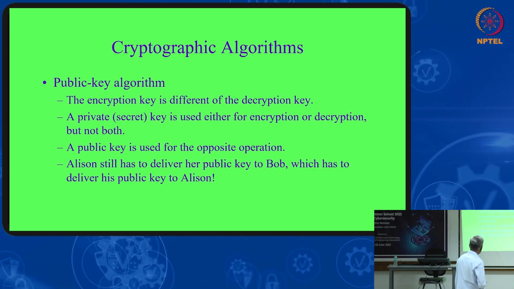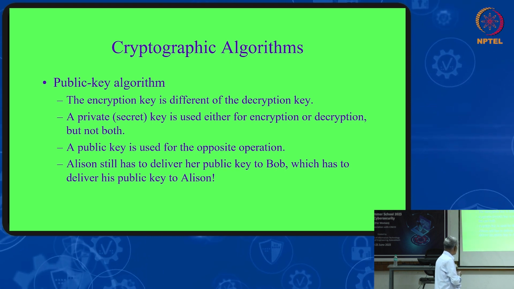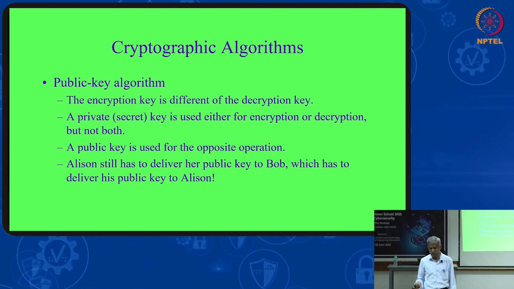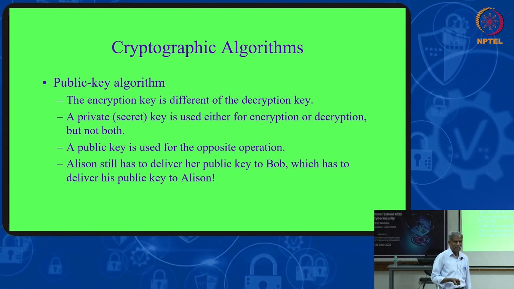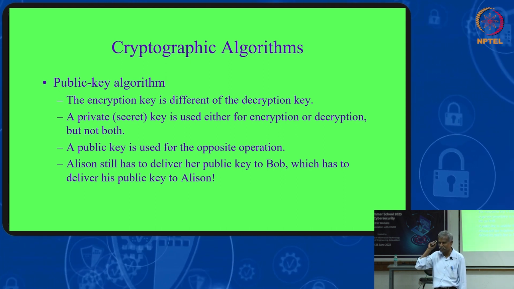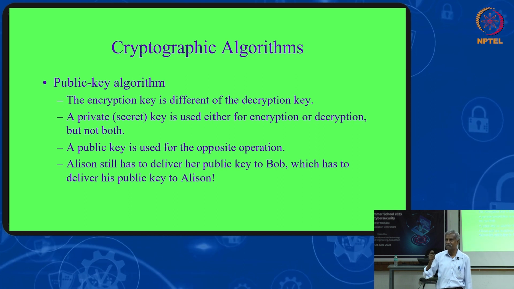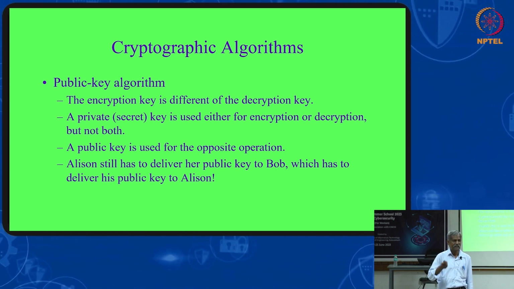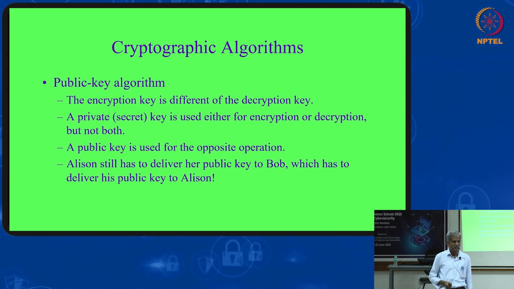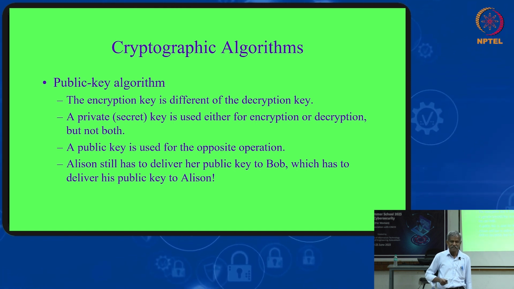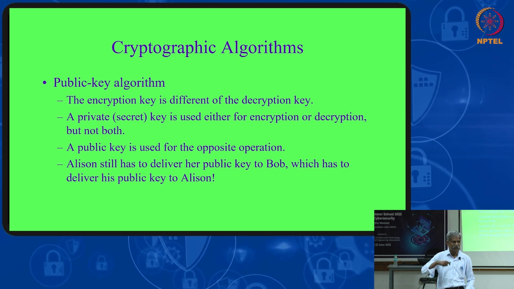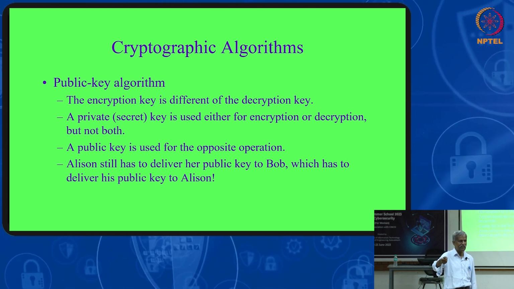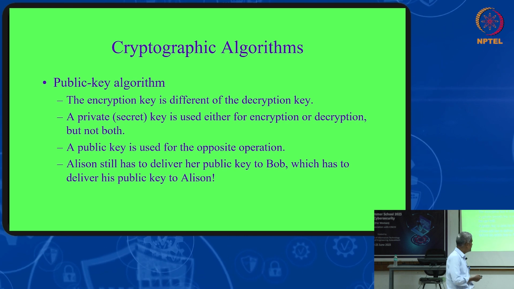So in the public key, the encryption key is different from the decryption key. The sender will be using a different key and the receiver will be using a different key. In symmetric key, both the sender and receiver are using the same key. In the public key, the sender is using one key, suppose I am using the public key, it will be known to everybody. So the receiver will be using a private key to decrypt.